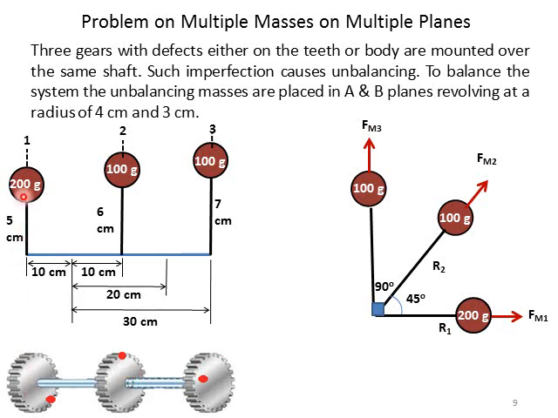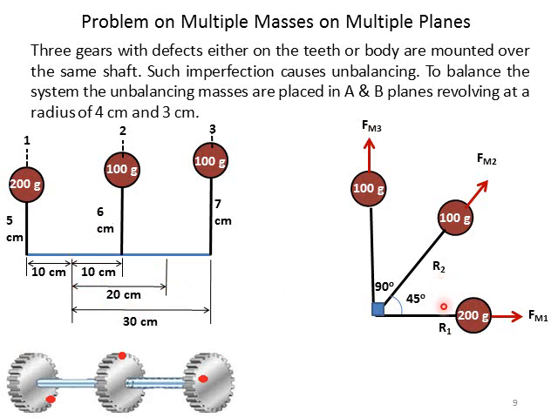For example, in gear 1, the unbalanced mass is 200 gram. Gear 2, the unbalanced mass is 600 gram. Gear 3, the unbalanced mass is 100 gram. The radial distance from the unbalanced mass to the axis of rotation is 5 cm. In case of gear 2, the radial distance from the unbalanced mass to the axis of rotation is 6 cm, and for gear 3 the radial distance is 7 cm. Also, the axial distances between the gears are known. All are represented in centimeters.